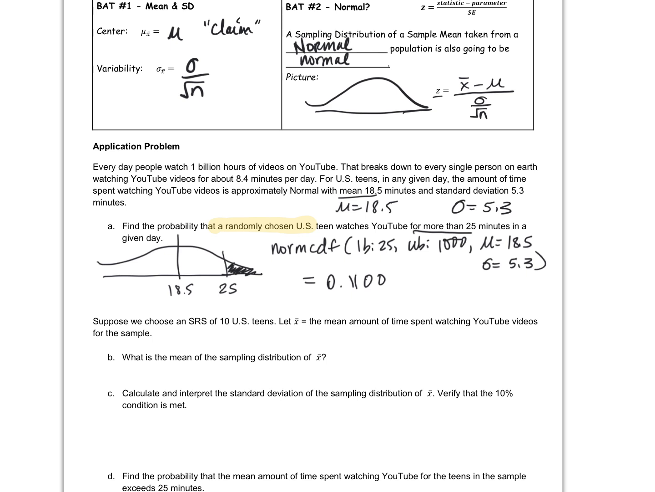All right, so that's nothing new. That's like chapter 2 business right there. We did that. Now look at number 2 here, or the next part. Suppose we choose a simple random sample of 10 U.S. teens. So now we're dealing with the sample size, aren't we? We know that affects our standard deviation, so we have to embed that in our calculation.